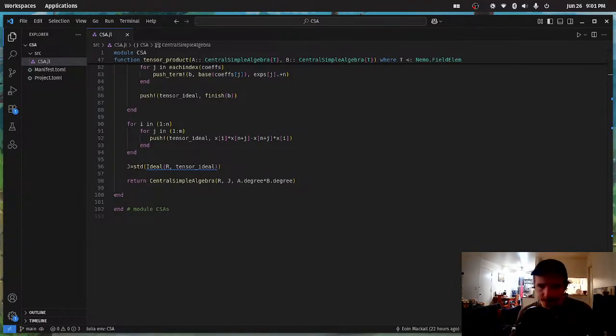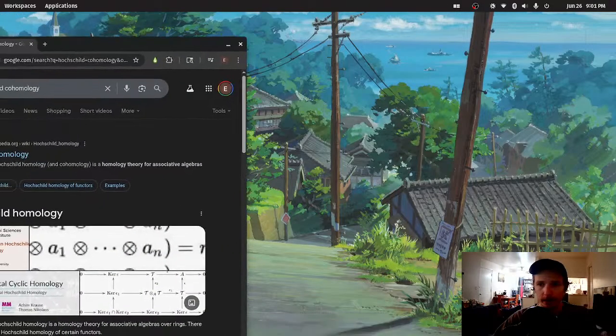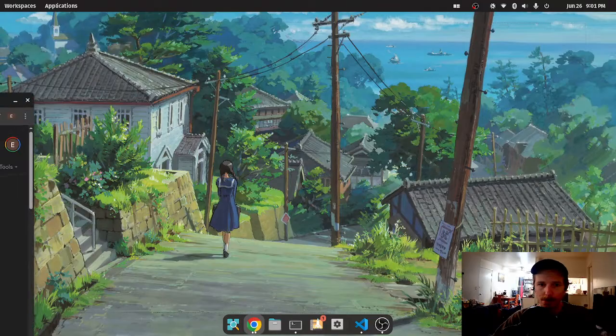Another thing that we could do, I was thinking about this recently, is that we could implement some cohomology calculations for central simple algebras. So I've never really thought about the Hochschild cohomology of algebras, but this is something that it's possible to think about. And so we could do it.